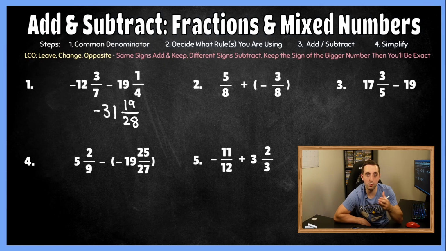They're both 8. So then we can move right to step 2, and it's deciding, well, are we adding or subtracting here? And this time around we're adding. So we can skip the step of leave, change, opposite because it's not a subtraction problem. We're going to go right to the red rule. So same signs add and keep, different signs subtract. Keep the sign of the bigger number, then you'll be exact.